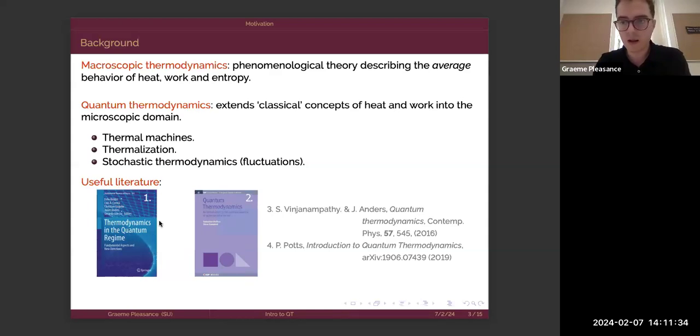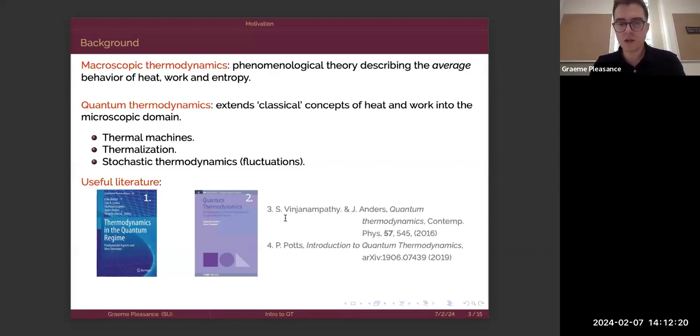I think this is likely to date one of the most comprehensive reviews of the field. I think it has something like over 100 contributors, and it provides a review from both a theory perspective and also an experimental perspective. There's also this book from, I think, 2019, written by Sebastian Deffner and Steve Campbell. This is an introduction to quantum thermodynamics from a theory perspective, but also looking at its connection to quantum information.